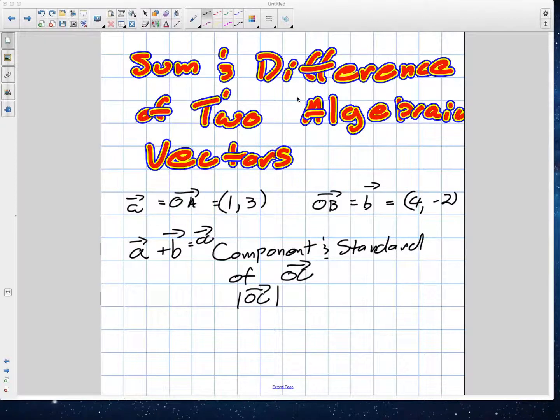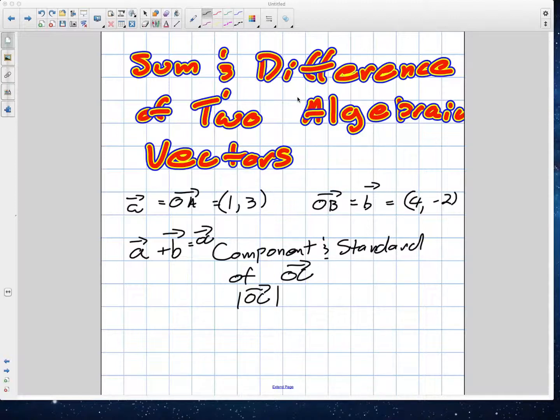Okay, so we're going to go over the sum and difference, mostly the sum of two algebraic vectors. We have two algebraic vectors, vector A, which is also known as OA, which is at the component or point on our graph of 1 and 3. Vector OB, which is vector B, also has a component of 4 and negative 2. What it's telling us is it wants you to add up A plus B.